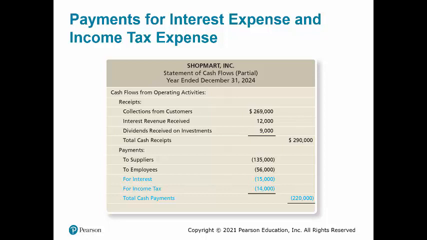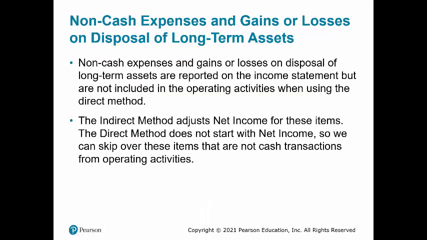The accounts related to income tax payments are income tax expense from the income statement and income tax payable from the balance sheet. Since there is no income tax payable account on the balance sheet, the income tax expense on the income statement must have all been paid in cash. So the statement of cash flows shows cash payments for income tax expense of $14,000. We would then add all of the amounts under payments together to get a total cash payments of $220,000.